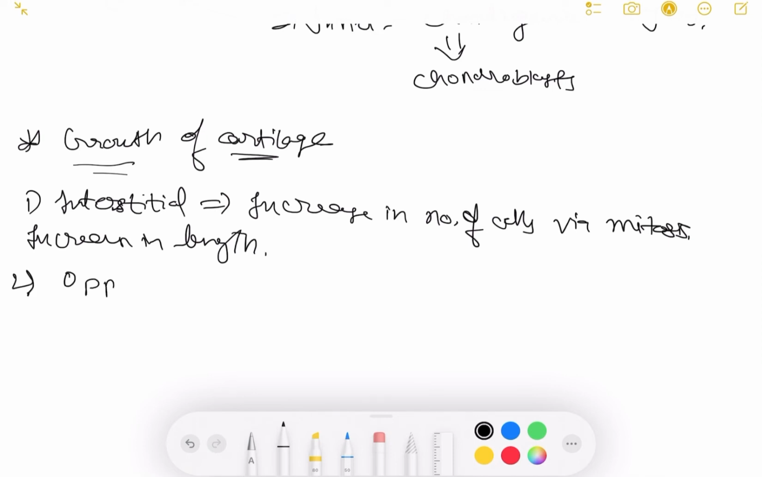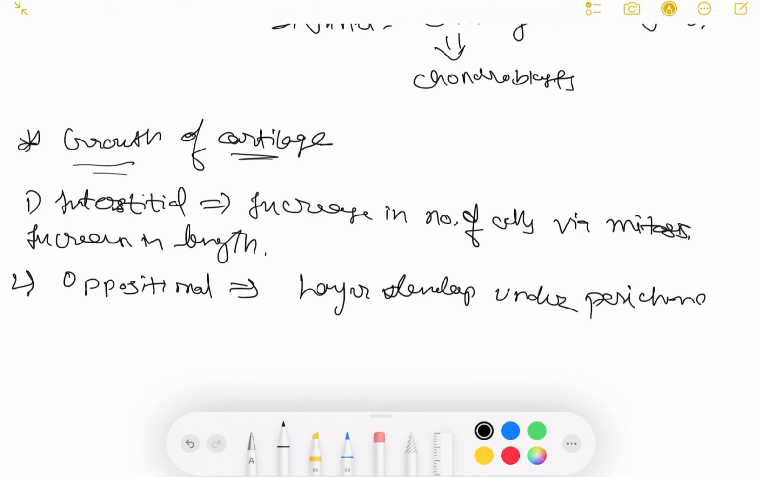Second one is appositional, that is external growth, where layers develop under perichondrium. What is external? That is appositional. Layers develop under perichondrium. So what will happen? It will increase the width of cartilage. So two types of growth. One increases length, one increases width. That is interstitial and appositional.